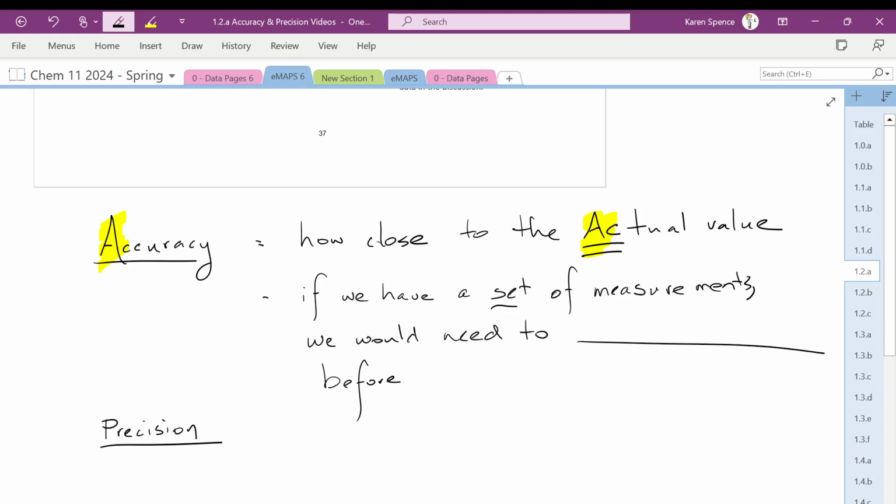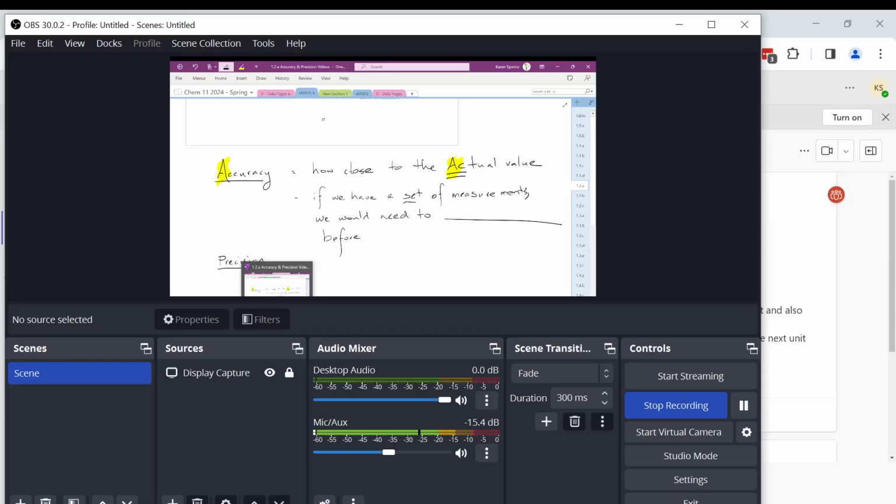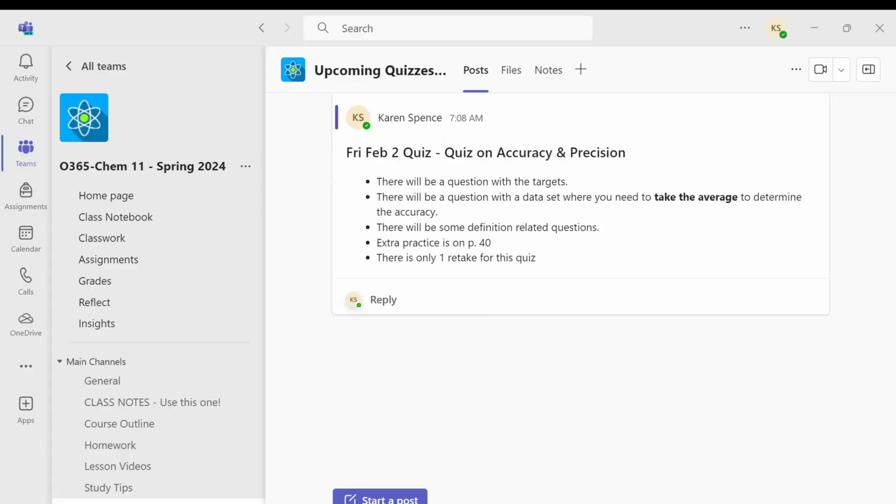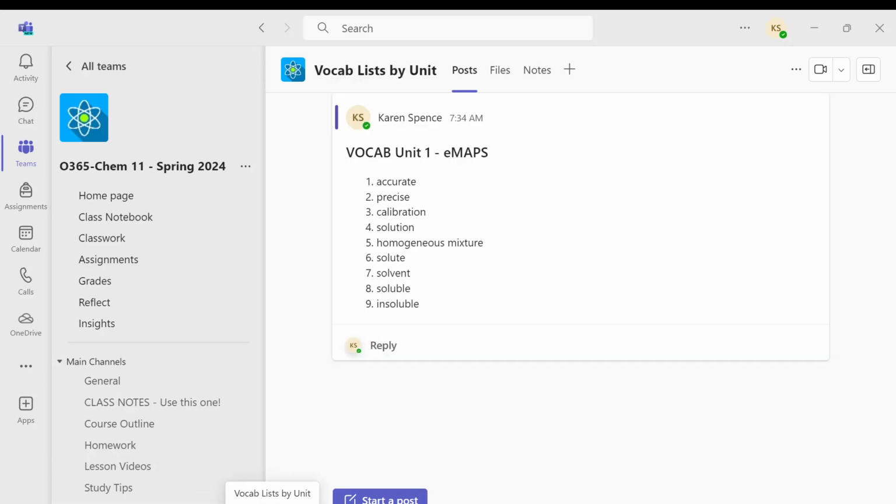Vocabulary. There's quite a lot of vocabulary in this unit. So actually on our team, where is Teams? There is Teams. I have added a new channel, and this one says vocab lists by unit. You'll notice that the first two words on there are accurate and precise. And today we're going to learn about the word calibration. All right, so 2 days in, and we already have 9 words that you need to know the meaning of.